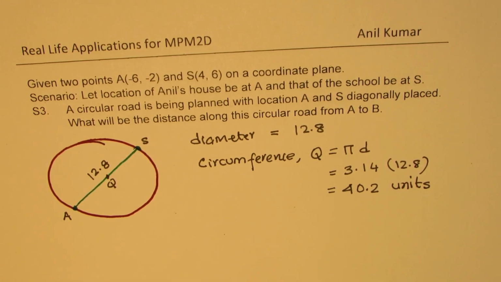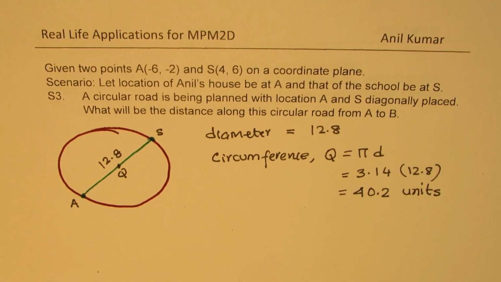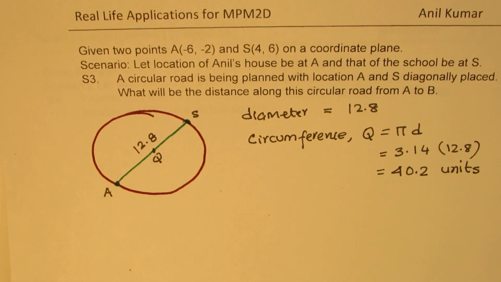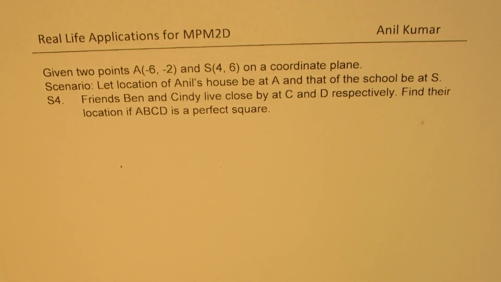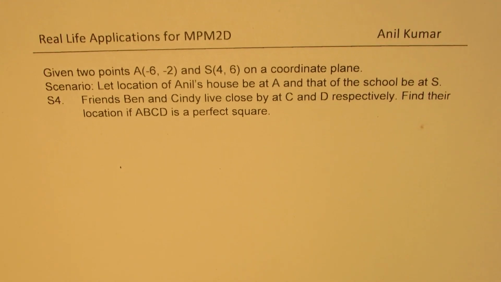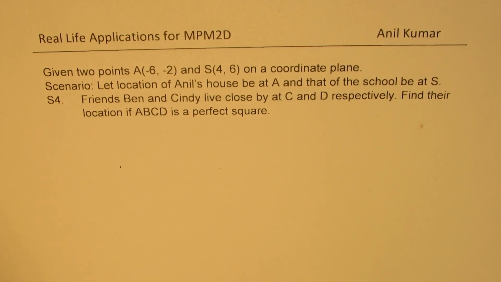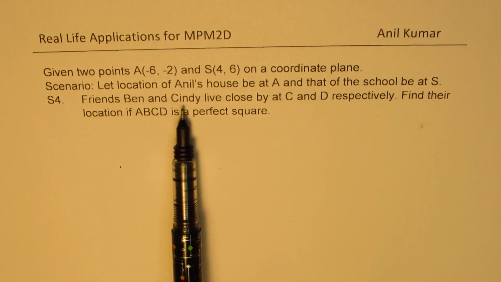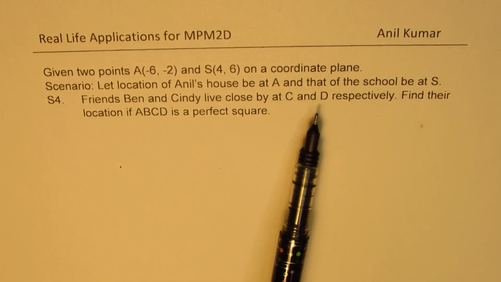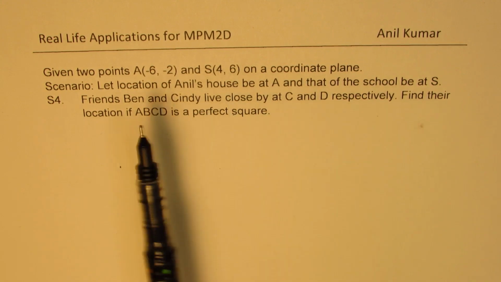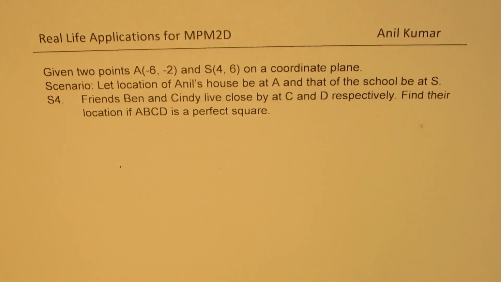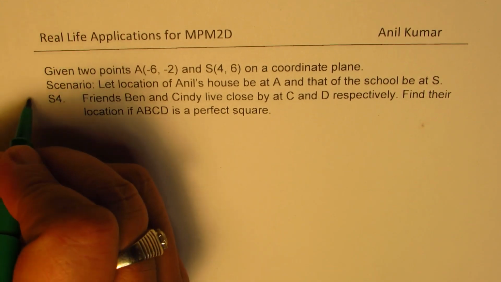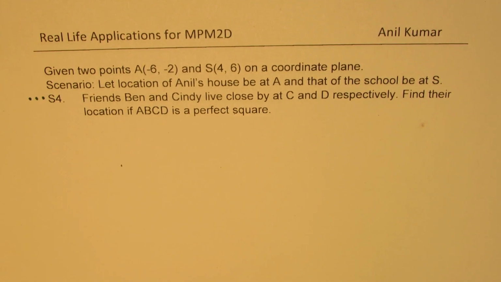And now let's move on and take the next example, which is question number 4, situation 4. Now, in situation 4, we are saying that friends Ben and Cindy live close by at C and D respectively. Find their location if ABCD is a perfect square. Now this really is a great question, right? So we can give it 3 stars as far as the rating is concerned.